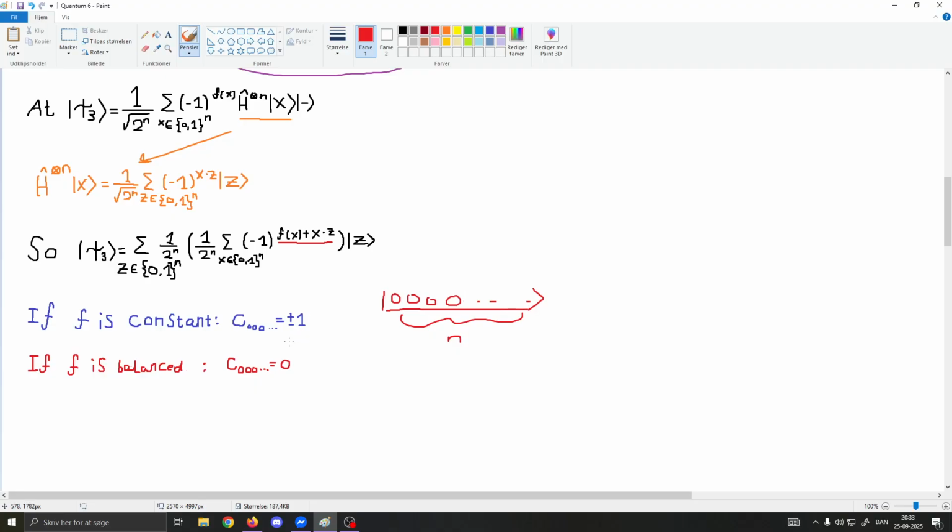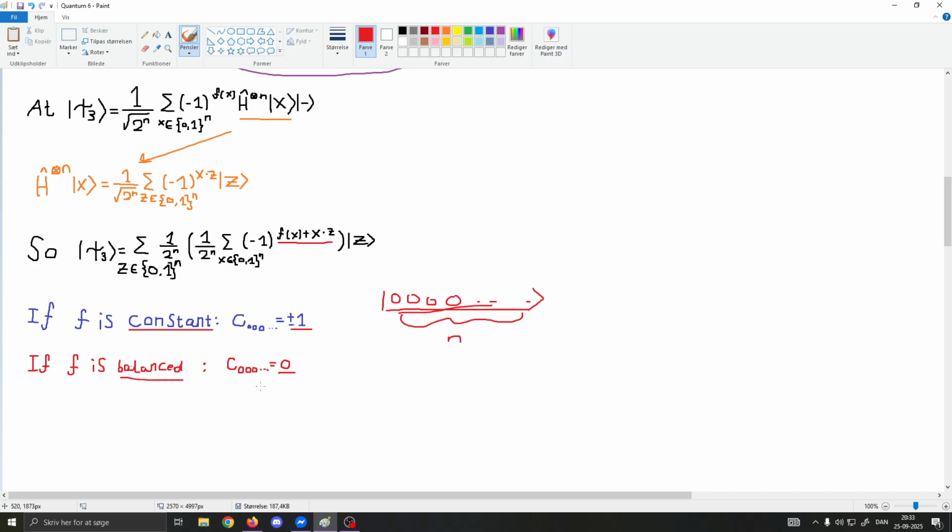Because when you measure this state, if you get a value for the amplitude of either plus or minus 1, that means that the function is constant. And if you get an amplitude value corresponding to 0, it means that it is balanced. Basically, whether you measure it or not, which is a guarantee, distinguishes between whether it's constant or balanced.